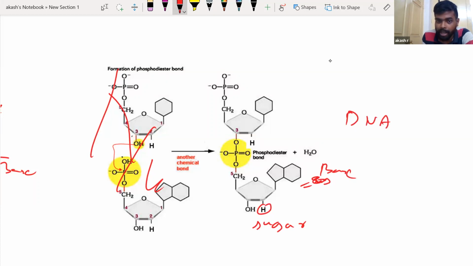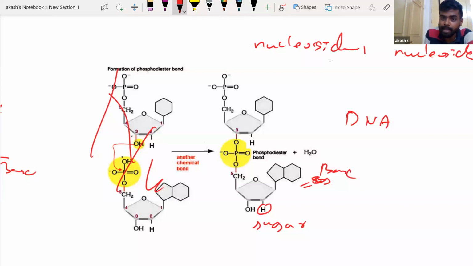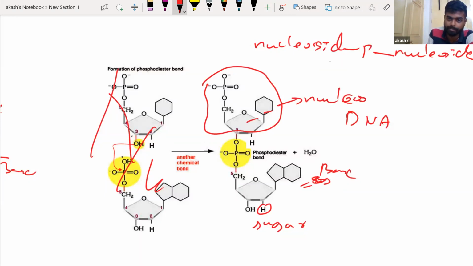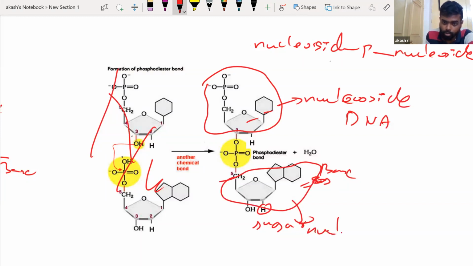And you see that there is a sugar, and what you have to understand is that a nucleoside and another nucleoside will be linked through phosphorus. This is one nucleoside, people. Base plus sugar, is it not? This is base, this is sugar. This is one nucleoside, and you see that there is another nucleoside. Now these two nucleosides are bonded together with the help of this, which is my phosphodiester linkage.